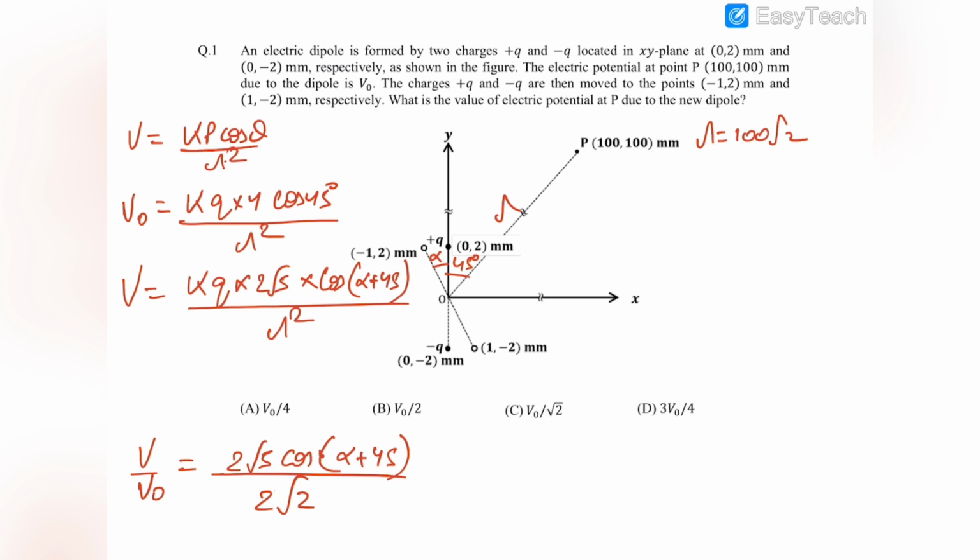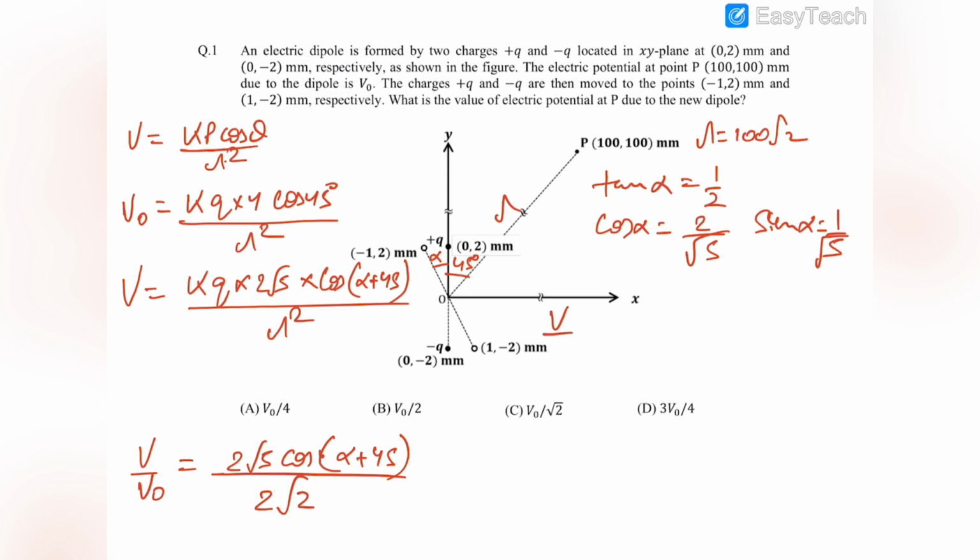Now this alpha, you can see that from this triangle, tan alpha will be equal to, this is 1 and this is 2, 1 by 2, and therefore cos alpha is equal to 2 by root 5, and sin alpha is equal to 1 by root 5.